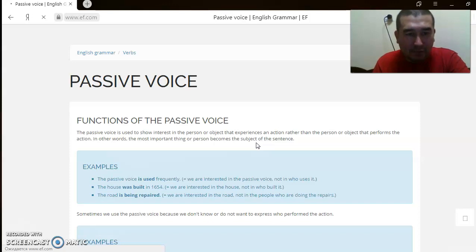Examples. Let's look through some examples. The passive voice is used frequently. We are interested in the passive voice, not who uses it. The house was built in 1654. We are not interested in the house, not in who built it.